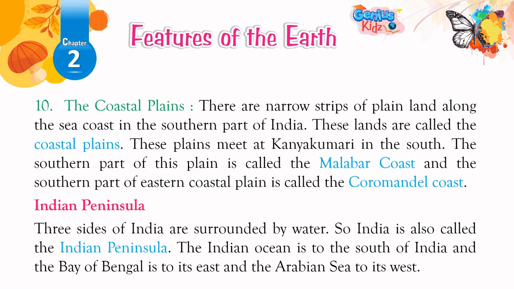10. The coastal plains. There are narrow strips of plain land along the sea coast in the southern part of India. These lands are called the coastal plains. These plains meet at Kanyakumari in the south. The southern part of the western plain is called the Malabar Coast, and the southern part of the eastern coastal plain is called the Coromandel Coast. Indian Peninsula. 3 sides of India are surrounded by water. So India is also called the Indian Peninsula. The Indian Ocean is to the south of India, and the Bay of Bengal is to its east and the Arabian Sea to its west.